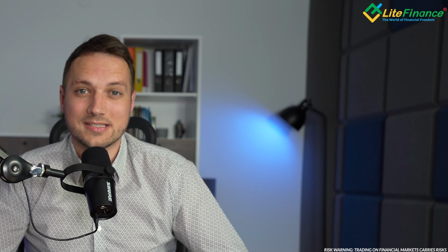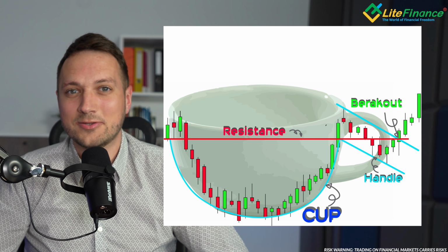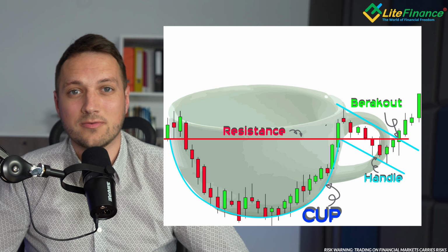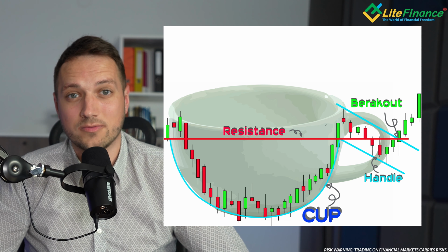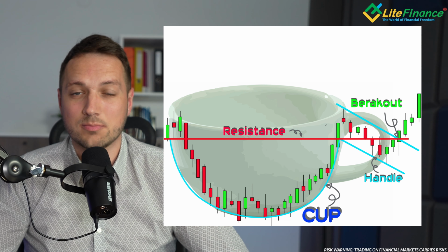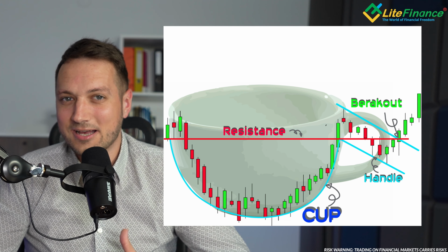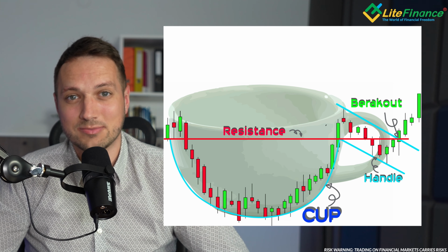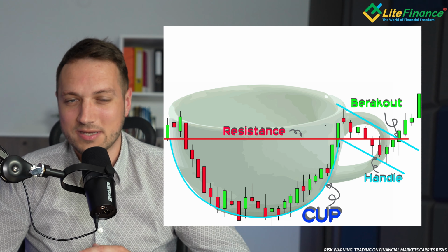So, 3 is cup and handle. The cup and handle pattern is a bullish continuation pattern that is used to show a period of bearish market sentiment before the overall trend finally continues in a bullish motion. The cup appears similar to a rounding bottom chart pattern, and the handle is similar to a wedge pattern, which I will explain in a second.